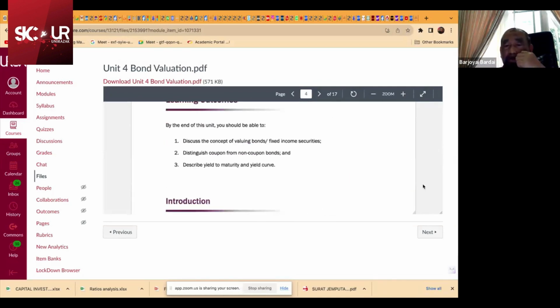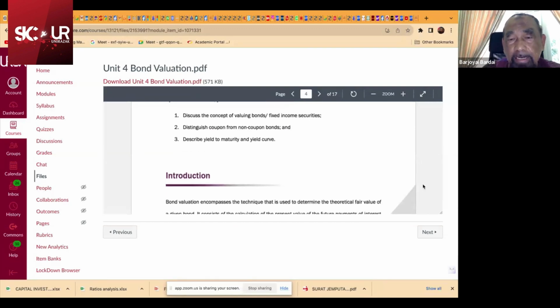We will discuss the concept of valuing a bond or fixed income security, and we will distinguish coupon from non-coupon bonds, and describe yield to maturity and yield curve.